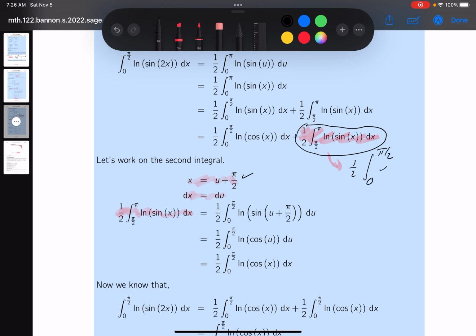And then what do you get? You get the natural log of the sine of u plus pi over 2, and then du is equal to dx. All right, let me tell you where that's written. That's written right over here.